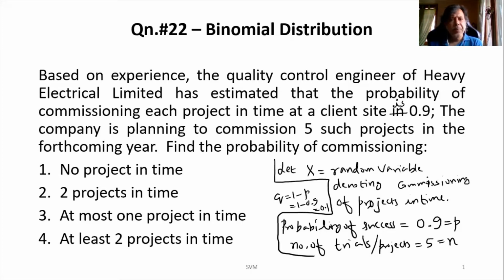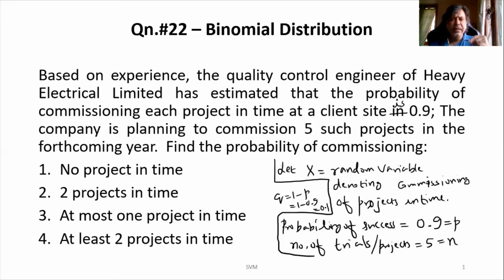Secondly, a project, if it is commissioned in time, is considered a success. If it is not commissioned in time, it is considered a failure. So in this question also, there are 2 mutually exclusive and exhaustive events possible, right? That is one of the conditions of a binomial distribution. Two mutually exclusive events means one is success, another is failure.